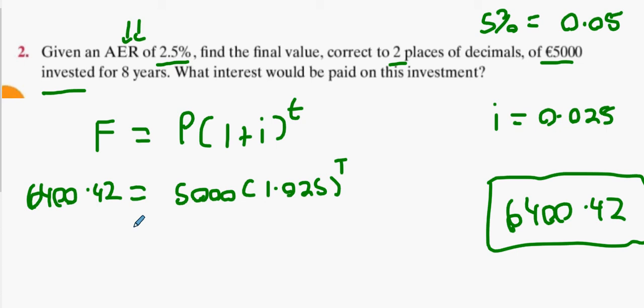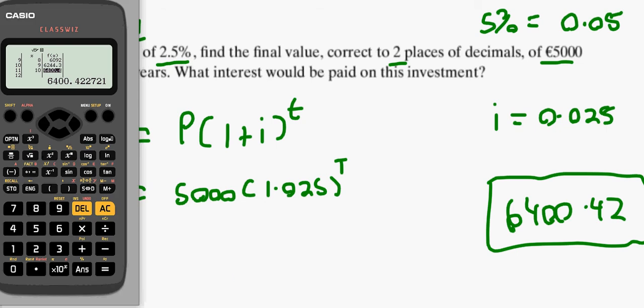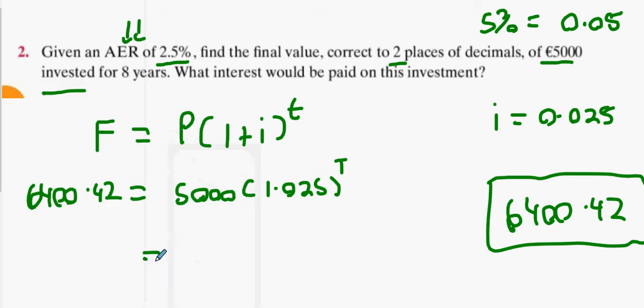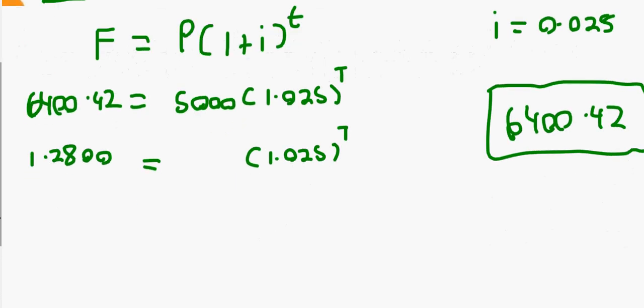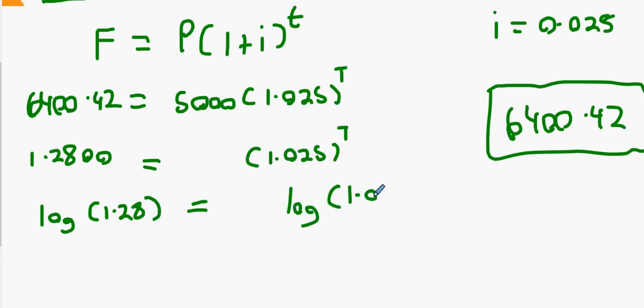Just divide by 5,000. So what is 6,442 divided by 5,000, please? Will you do that for me really quickly? 1.28. Give me some more decimals just in case. 1.28, 0084. Well, we'll leave it. Now, what do I do to both sides? Log any one you want. Any log you want. We'll just go log base 10. Sure, why not? And then what happens to the T now? The T will migrate to the front.